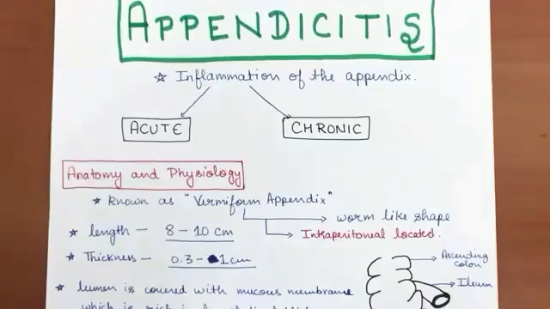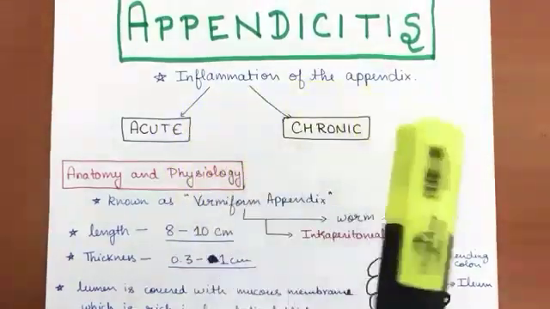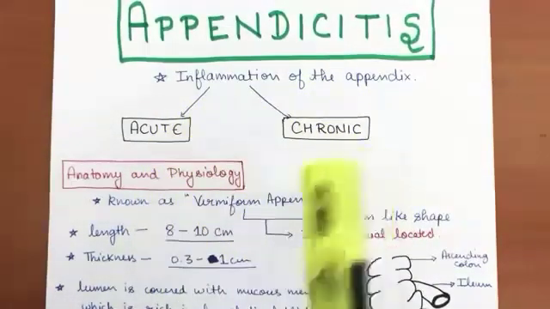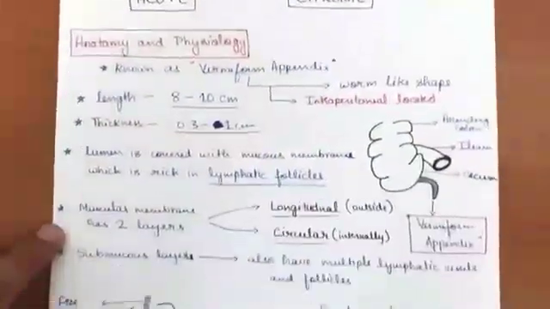So appendicitis is basically the inflammation of the appendix, and it can be acute or it can be chronic. So what is the appendix?